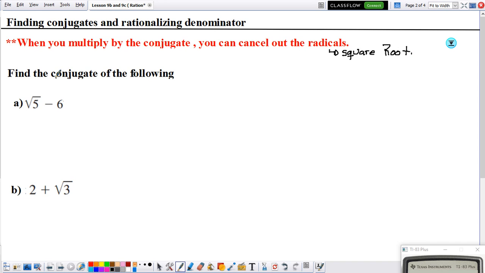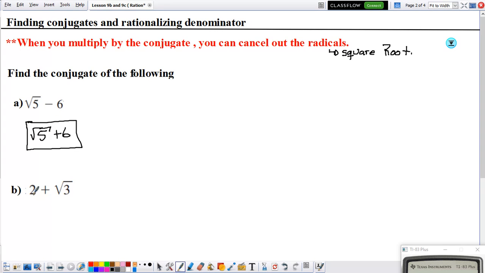So now, what is the conjugate? Well, the conjugate is just a fancy word, and this is what it means. When we're dealing with expressions that have square roots, the conjugate is just going to be, you're going to switch the sign between the two terms. So if this is your original expression, your conjugate is just going to be 5 plus 6. And that's it. This is the conjugate of the first example. All we're doing here, the conjugate, you just switch the sign of the term between the two.